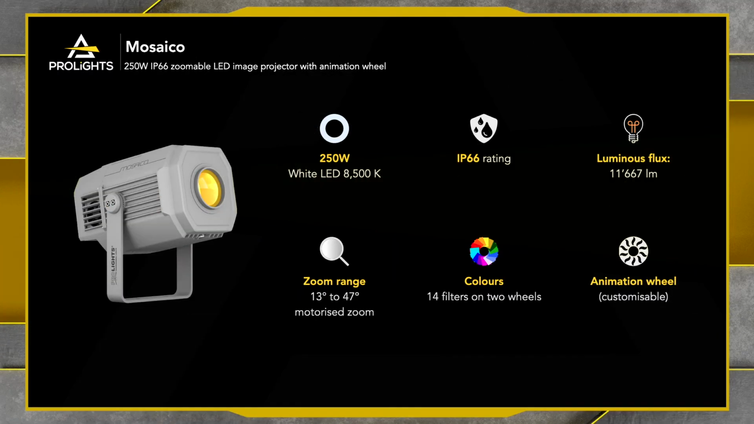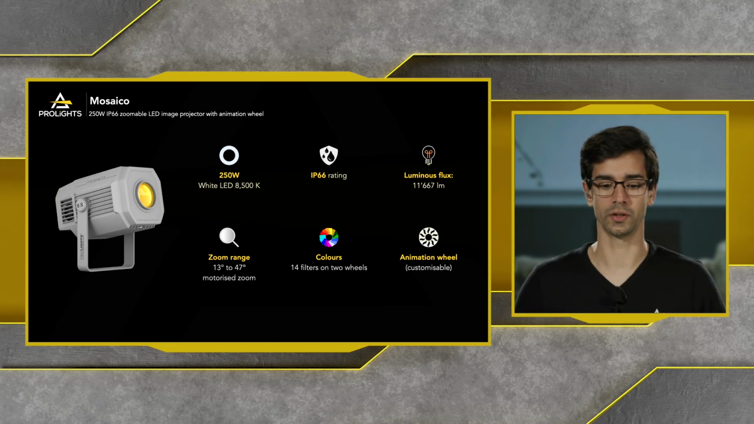Next up, we've got the Mosaico fixture. It's truly a bestseller for us. It's a 250 watt IP66 zoomable LED image projector with an animation wheel. In terms of the source, that's a 250 watt white LED source at 8,500 Kelvin. It's also an IP66 rated unit, with a luminous flux of 11,667 lumens.